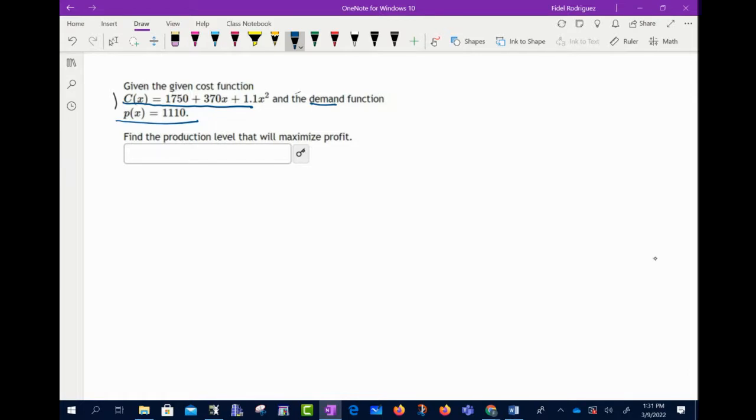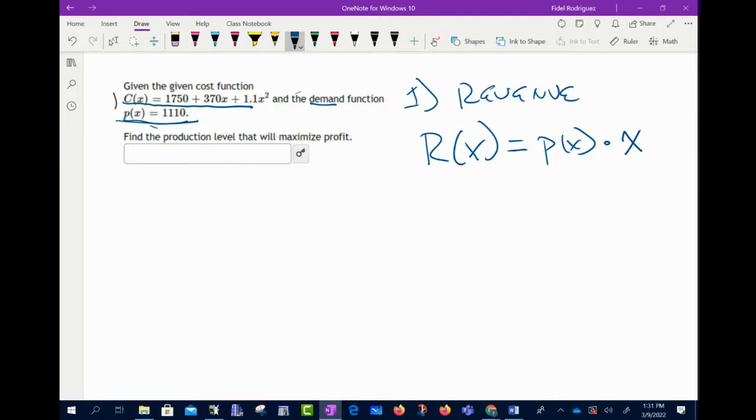So the first thing we're going to do, step number one, is find what we call the revenue. Remember, the revenue is how much money we bring in. The way we find the revenue function R of X, we take the price, P of X, and multiply it by X, however many items we sell. We know our P of X was 1,110, and we multiply that by X. That is our revenue function. So we found our revenue.